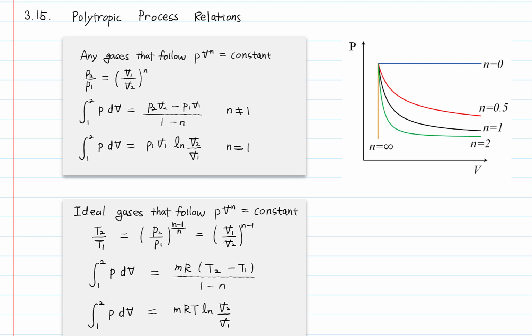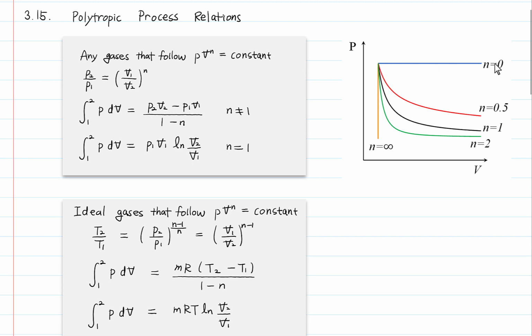Section 3.15, Polytropic Process Relations. We are already familiar with the polytropic process, which is expressed as the product of pressure and volume to the nth power is constant. N is the polytropic index, a constant. Polytropic means taking various courses of action or versatile. Depending on the polytropic index, it takes a variety of paths.